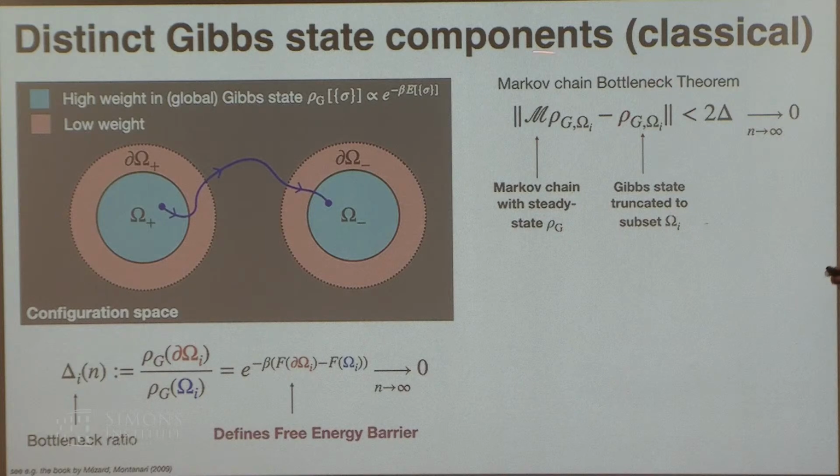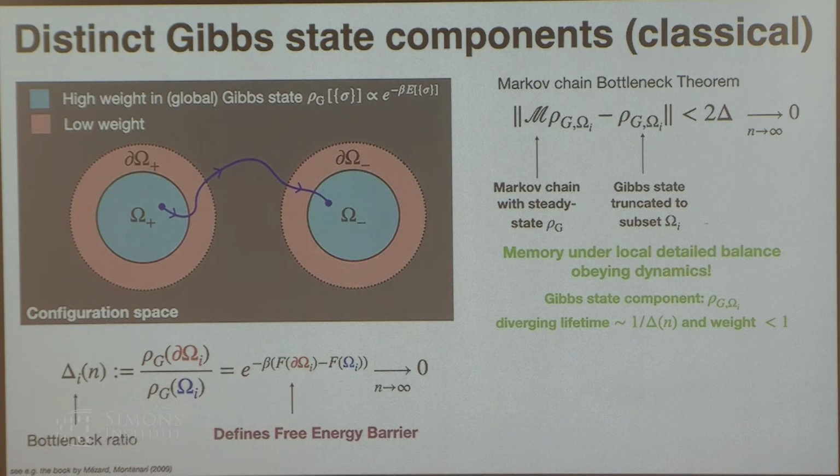You can actually quantify that because you can think of, let me start with some Gibbs state which is truncated to omega plus, hit it with the Markov chain, and ask how much did I leave that truncated subset. Okay? And the point is, because of this bottleneck ratio, the leakage out of that subspace is very slow. Okay? So in one application, this is less than this 2 delta, which is this bottleneck ratio, which goes to 0 as n goes to infinity.